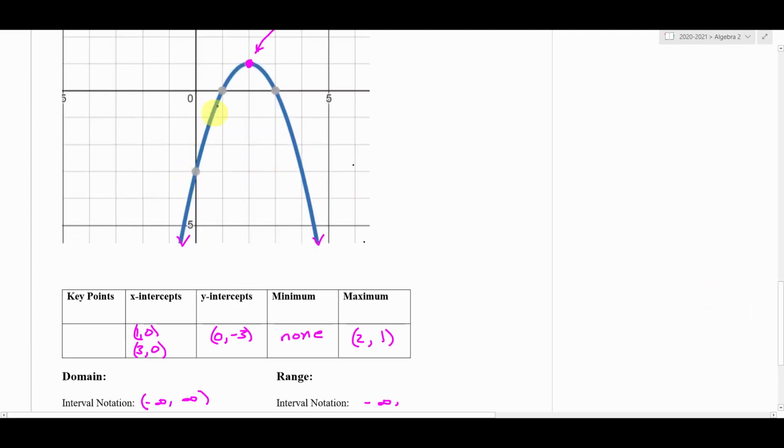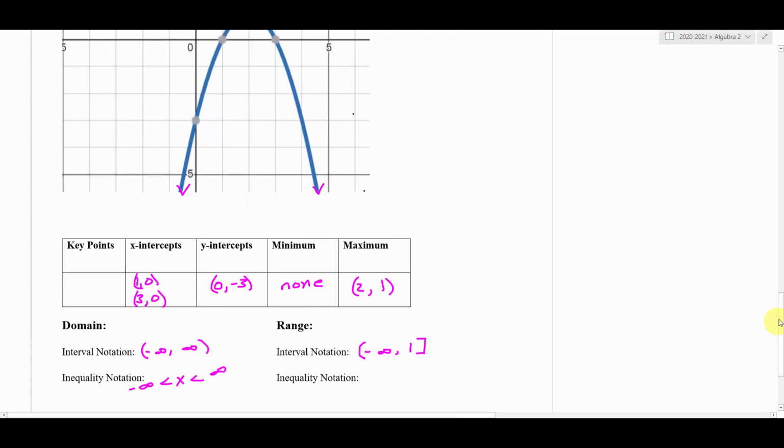Okay, so this parabola gets up to right here. This is the highest point that it'll achieve, and that happens at 1, right? So on the y-scale, it gets as high as 1. So we can't get to negative infinity, so curved bracket. We can get to the positive 1, so square bracket. So there's our interval notation describing the range.